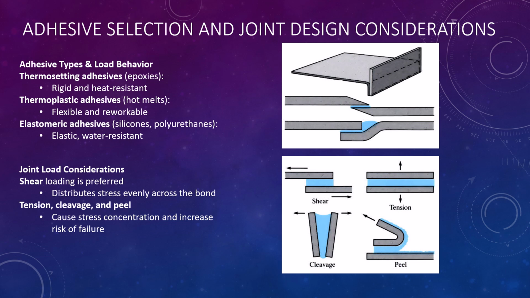Elastomers, such as silicones and polyurethanes, are known for their flexibility and moisture resistance. When designing joints, shear loading is preferred, since it distributes stress evenly. In contrast, tension, cleavage, and peel loads concentrate stress and should be avoided when possible, as shown in the diagrams to the right.